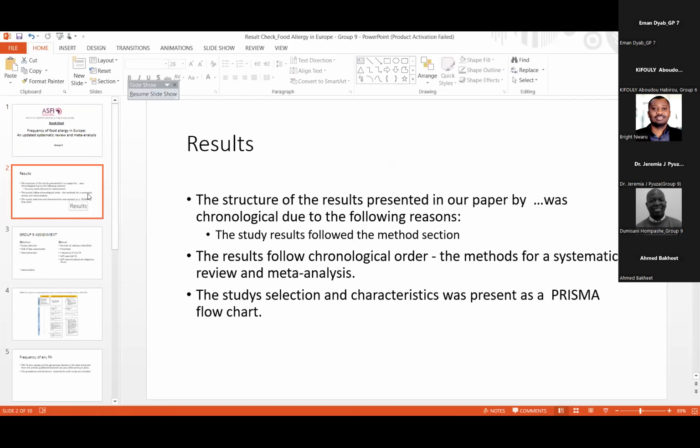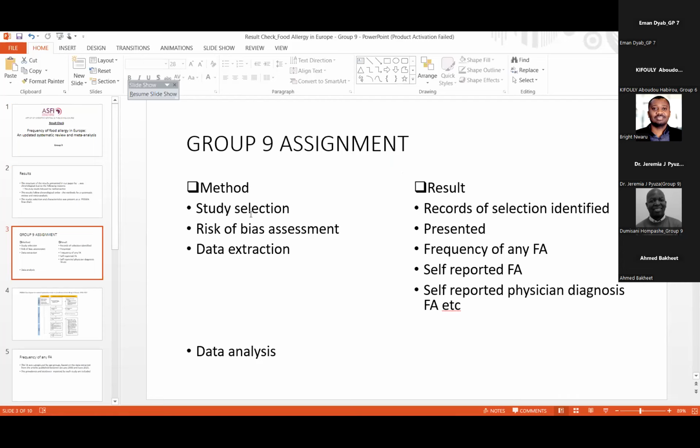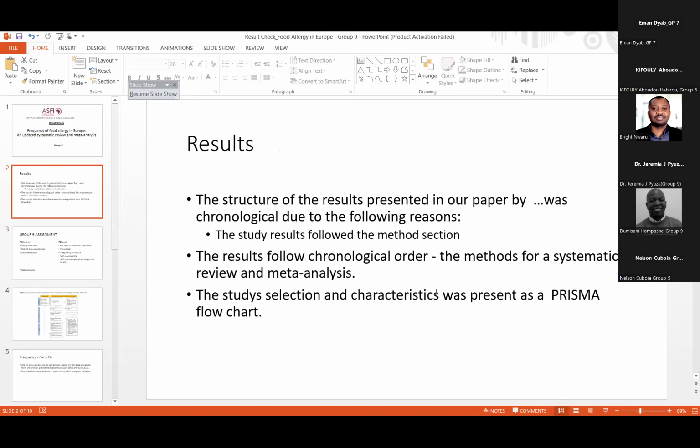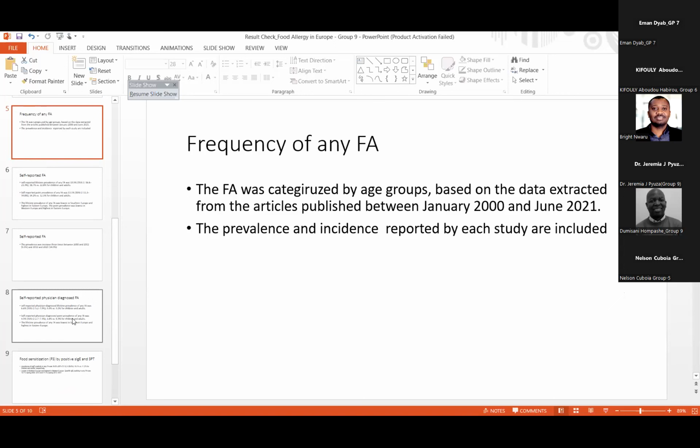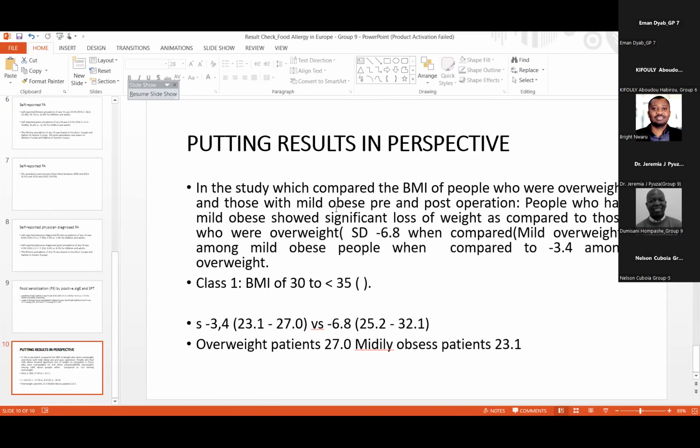Based on the structure of the paper, we saw that the paper was arranged in chronological order. The first thing was the study selection, how many papers were there and finally how many papers were included. There was a presentation of results on food allergies, and they followed the frequency of the questions which were asked previously in the main questions. So for us, this was a chronological order. To summarize, these were the important things that were calculated, but in the results there was a lot of discussion on how to interpret the results which were just presented.